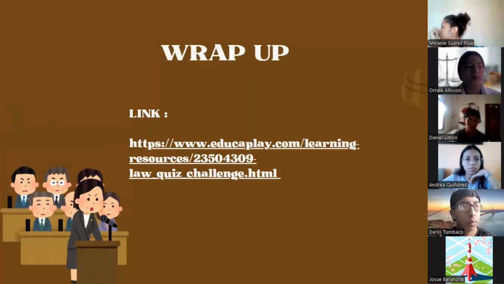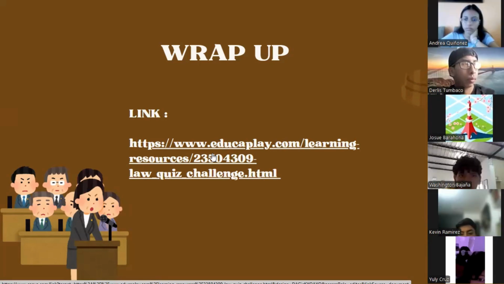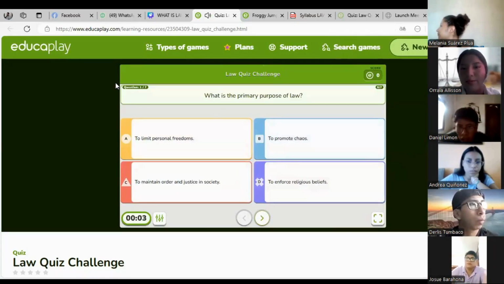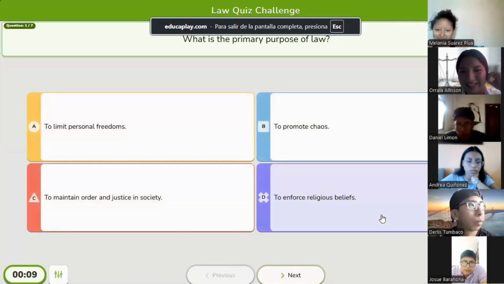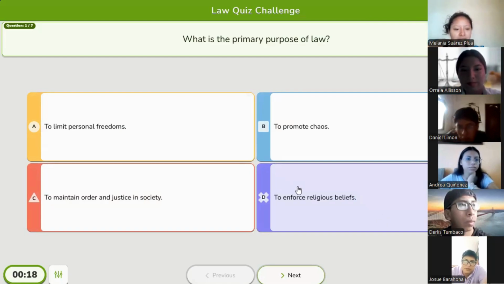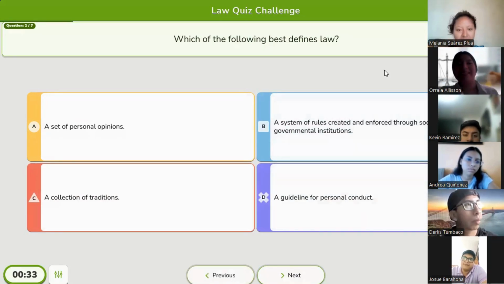Now we are going to do a wrap up in the same platform as when we started the class, right? Educaplay. What is the primary purpose of law? Letter C, to maintain order and justice in society. Which of the following best defines law? Letter A, B, C, or D? B.